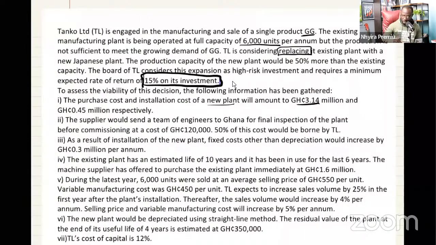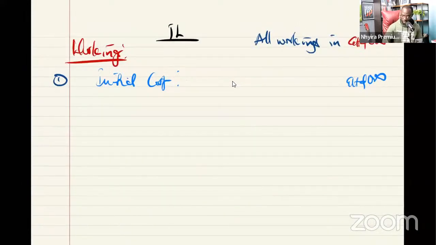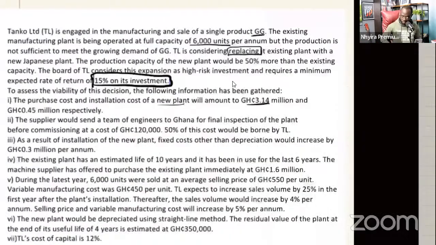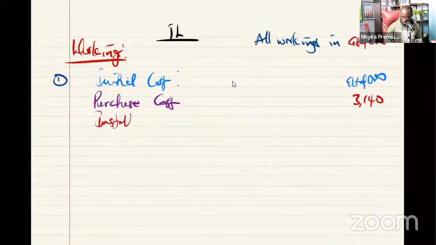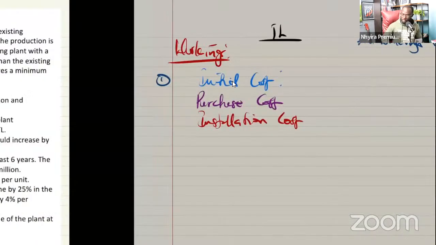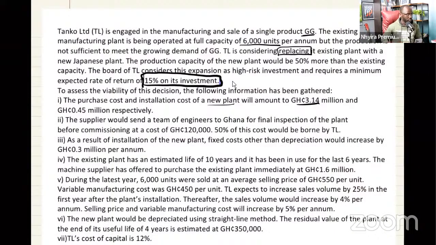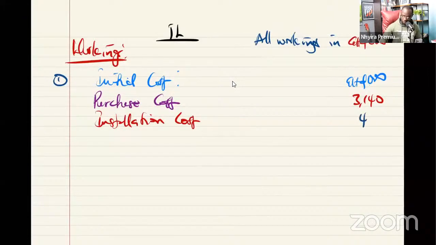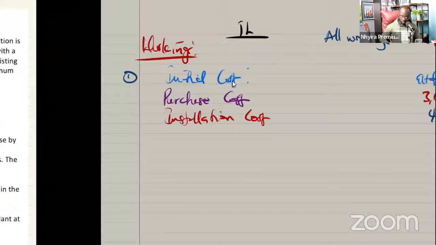So purchases cost, let's bring that up. It's relevant because it is yet to be incurred. So the purchase cost, that is given to us as 3.14, and that'll be 314. Then installation cost, that is 0.45, that is 450,000. So that'll be 450.